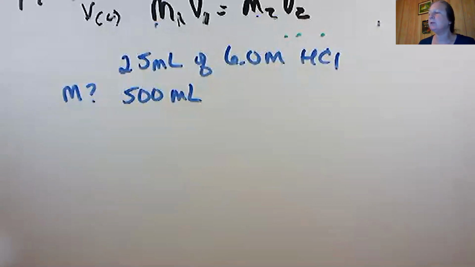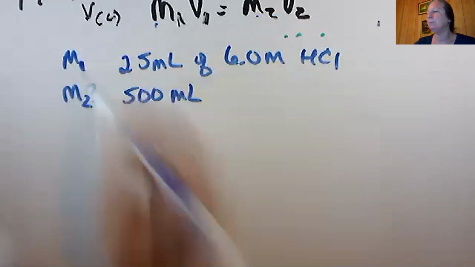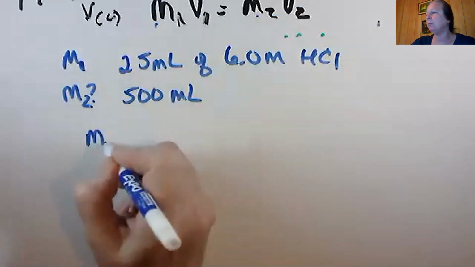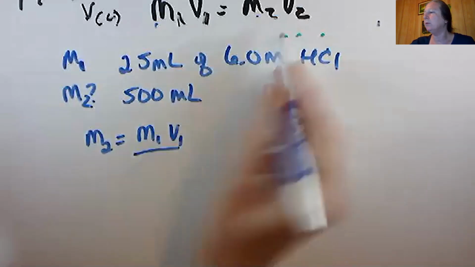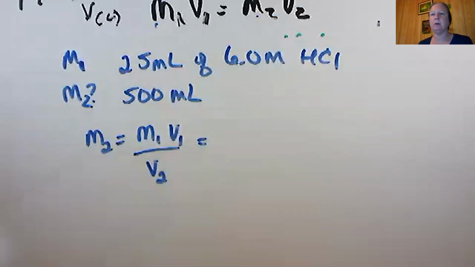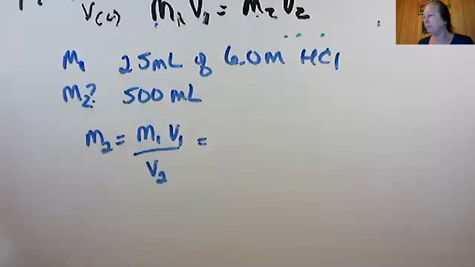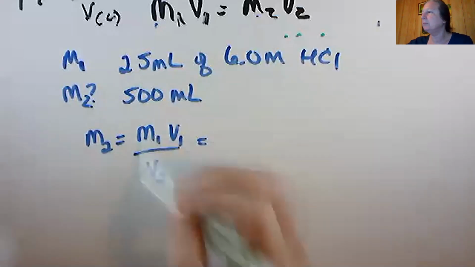Again, it doesn't matter what you call them, so we'll call that M1 and we'll call that M2. So this time I'm going to solve for M2. So I'm going to rearrange my equation: M1 V1 over V2, because otherwise I will get confused and put things in the wrong place. I like changing colors to do this. I'm going to put this in green.